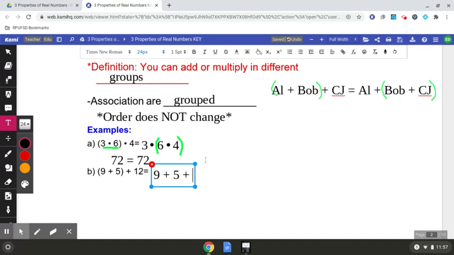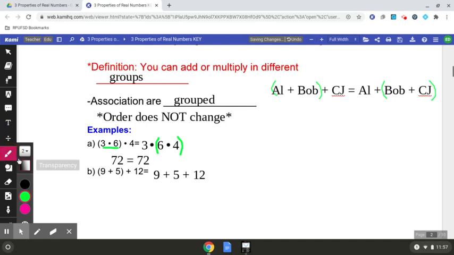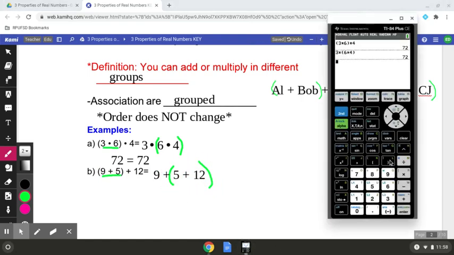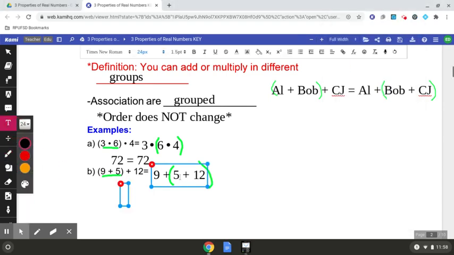Now in the second one, again, we should be observing that my order would remain the same. So it would go 9, 5, 12. In that first part, the 9 and the 5 are grouped together, and we're going to change it so that the 5 and the 12 are grouped together. Now again, when I put this in my calculator, my answer does not change. We get 26 on the left side, and if we move those parentheses, we get 26 on the right side. So again, we just proved this to be true for addition.